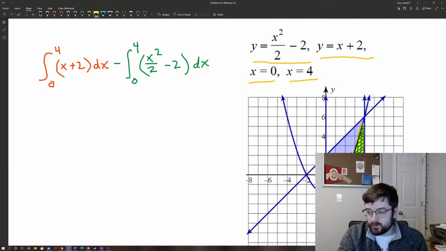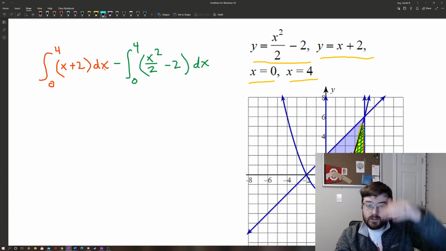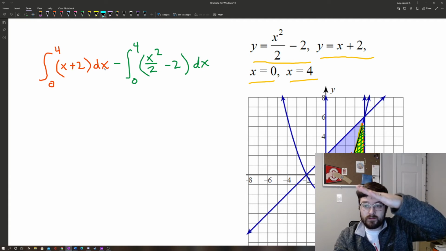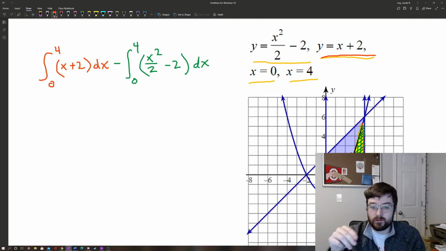When I subtract my positive green area, that's definitely going to take away some of the larger orange area. But when I subtract a negative green area, which is down here below the x-axis, that's going to add some more area on. So subtraction is going to help us do that, as long as we can find which one of these equations is on top. And we know that the linear function is on top. So we write that first when we subtract functions to find area between curves.